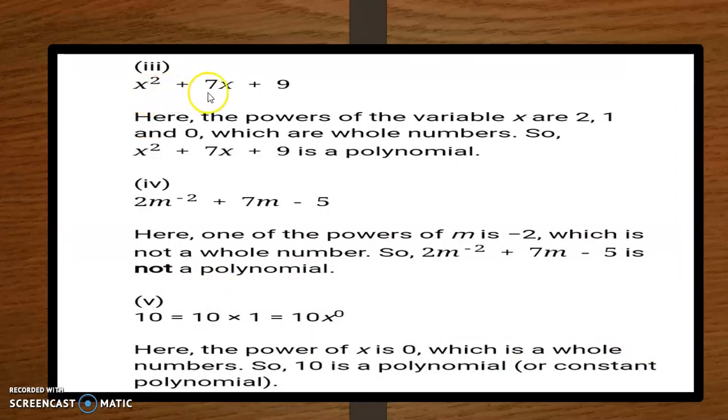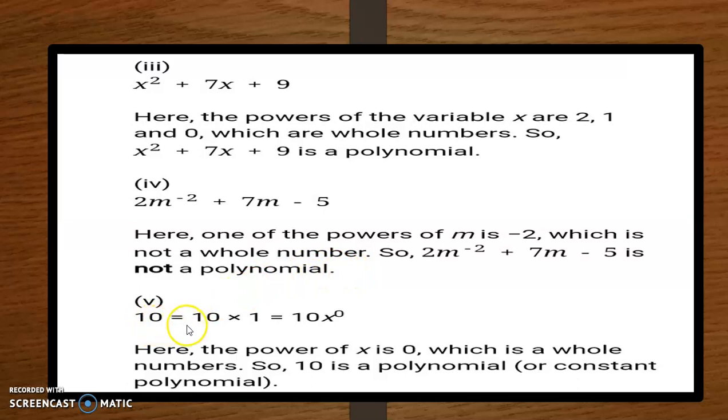Third one, x square plus 7x plus 9. Here the powers of the variable x are 2, 1 and 0, which are whole numbers. So x square plus 7x plus 9 is a polynomial. Fourth one, 2m raised to minus 2 plus 7m minus 5. Here one of the powers of m is minus 2, which is not a whole number. So 2m raised to minus 2 plus 7m minus 5 is not a polynomial.